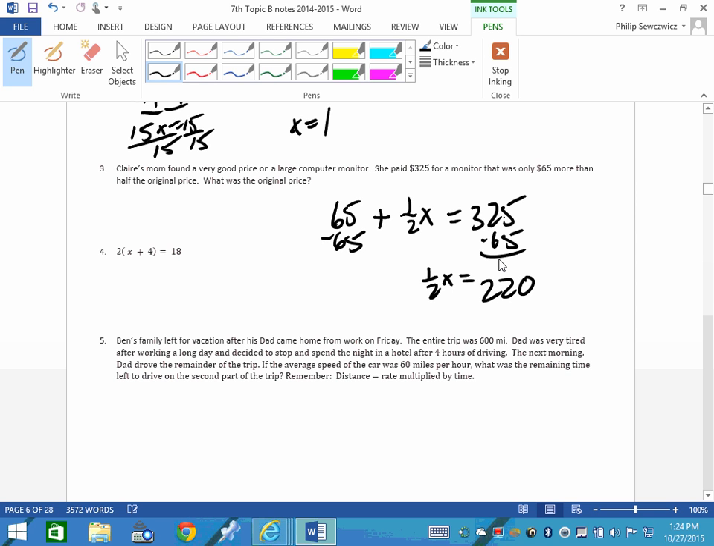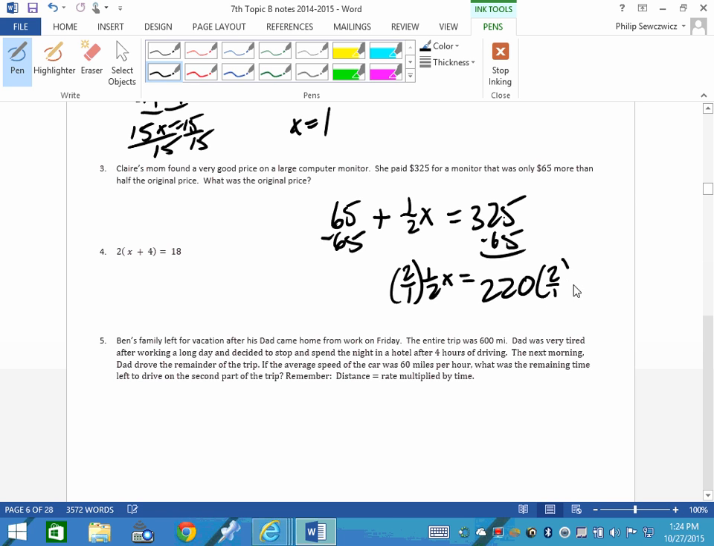Now, here's the thing that we want to watch for. We're going to go back to one of our properties. What happens when you multiply a fraction by its reciprocal? When you multiply a fraction by its reciprocal, you always get 1. And that's known as what property? The multiplicative inverse. So because I'm multiplying by half, I'm going to actually multiply by 2 over 1.